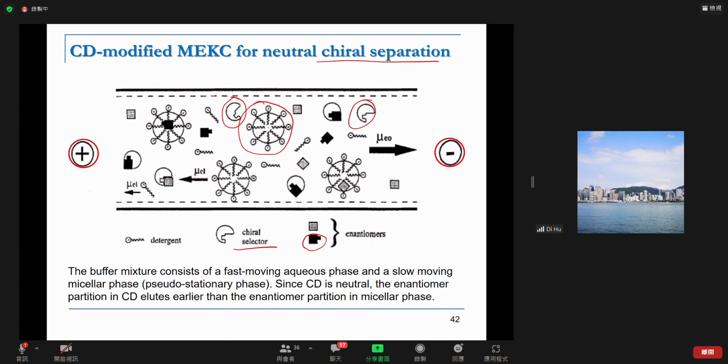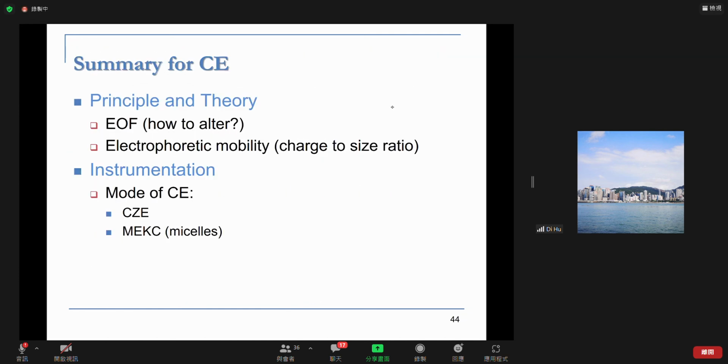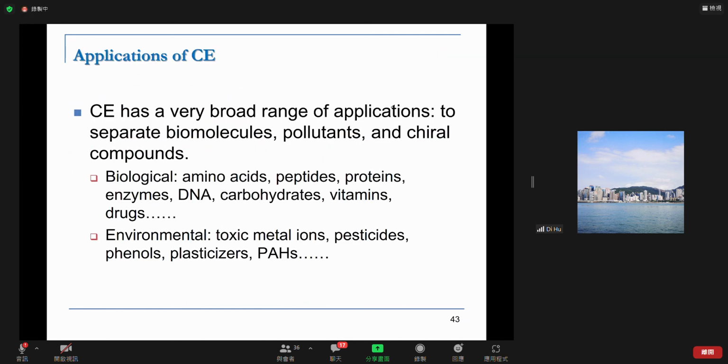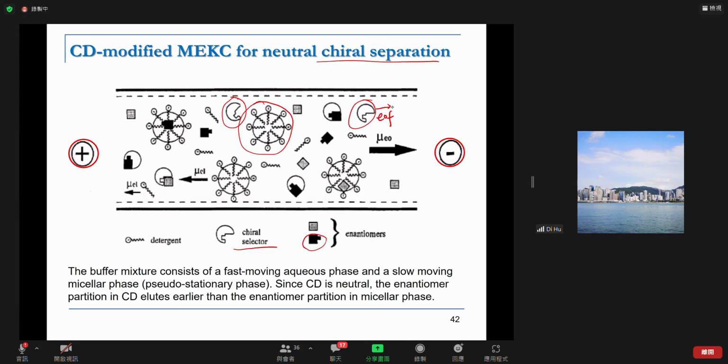So in the system, the CD migrates at the same velocity as what? EOF again. So this one only has EOF for CD. Okay, and how about for the micelle? We already know that the micelle is acting as a pseudo-stationary phase.